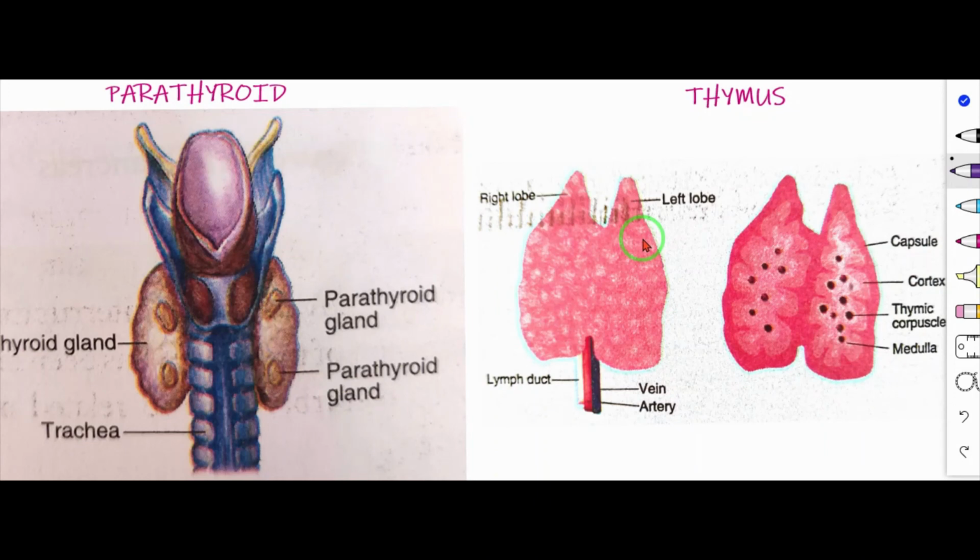Now we can see functions of thymosin. So first one, it has a stimulatory effect on the immune function. So thymosin stimulates the immune system. That is the first one, immune function. Second one, it stimulates the production and differentiation of lymphocytes. These are the 2 functions of thymosin.